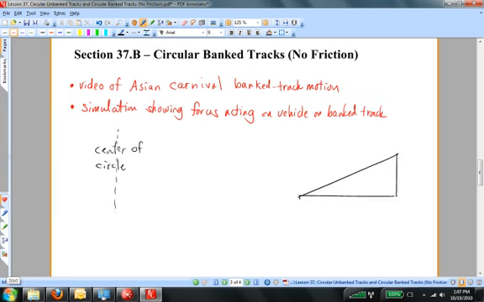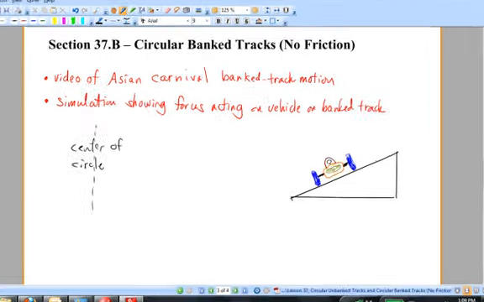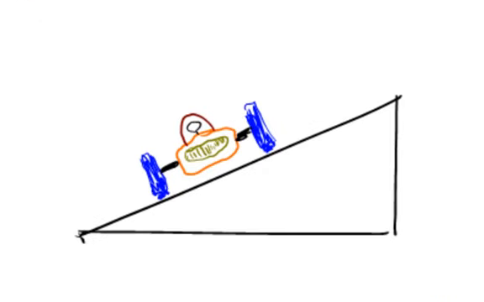I'm looking at a side view of this track, and I have a center of the circle that is towards the left of this particular cross section of the track that I'm looking at. So now I want you to imagine that I'm in my Indianapolis 500 sports car, and I'm driving, and you can imagine the front of the car is driving towards you.